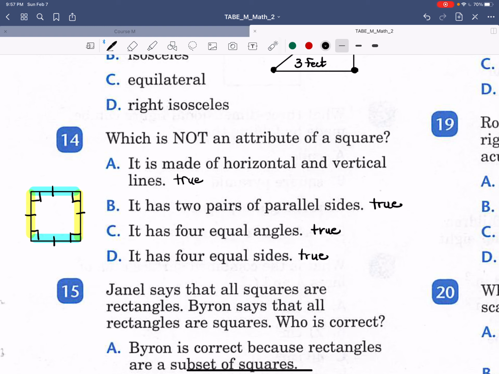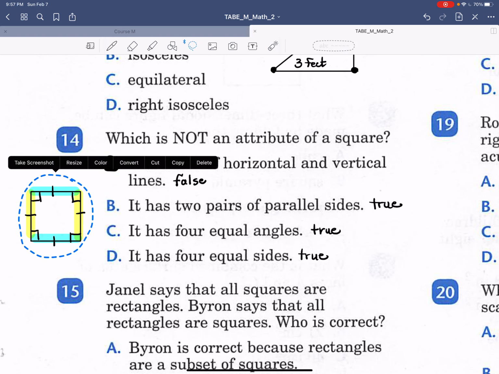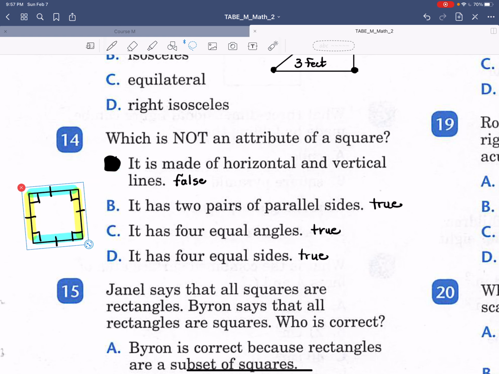A square rotated at an angle would not be made... Okay, I missed this one. Here's the answer, and let me show you why. I'm not sure I agree with this one, but we'll go with what they say. And here's why they say this is true. If you rotate this square, hopefully I can rotate it, yes, to an angle, I guess I do agree with this. So I rotate that square so that it is on point. It is not horizontal and vertical.